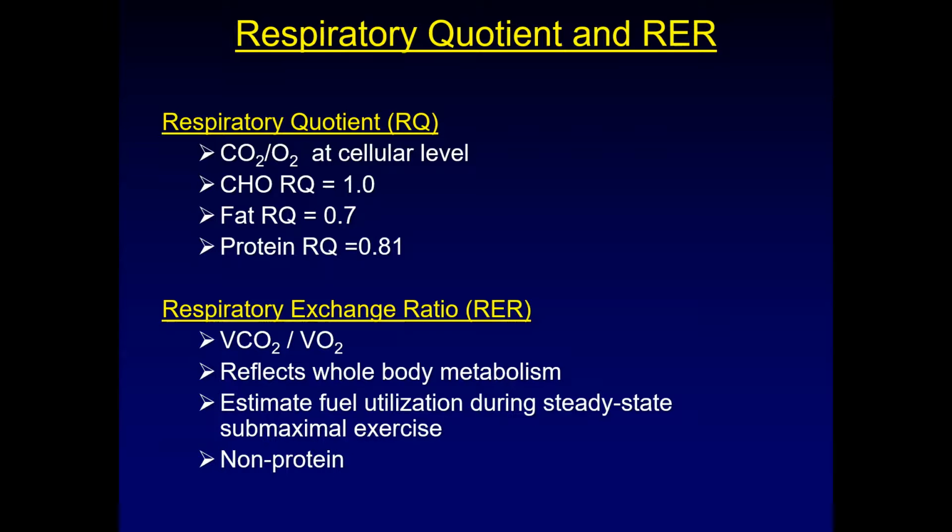If I get an RER on any of you, and let's say you're 0.85, that means you're at 50-50. Where you fall in that range tells us how much of what you're breaking down is carbs and how much is fat. You can alter that by feeding you more carbs, I can make your RER go up. If I feed you more fat, I can make your RER go down.